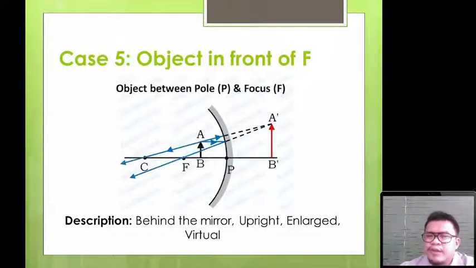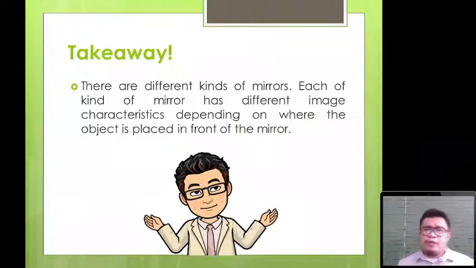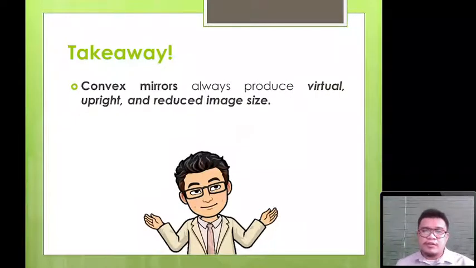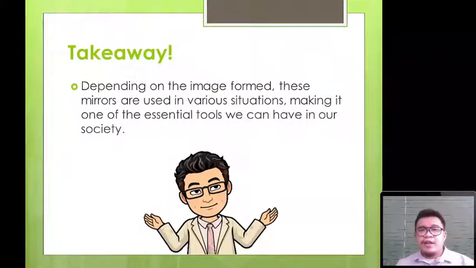Okay? So to summarize everything, there are different kinds of mirrors. Each of these kinds of mirrors has different image characteristics depending on where the object is placed in front of the mirror. Convex mirrors always produce virtual, upright, and reduced images. And concave mirrors produce either real or virtual, upright or inverted, enlarged or reduced images depending on where the object is placed in front of the mirror. And depending on the image formed, these mirrors are used in various situations, making them one of the essential tools that we can have in our society.